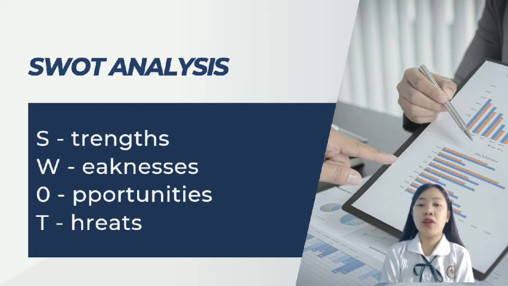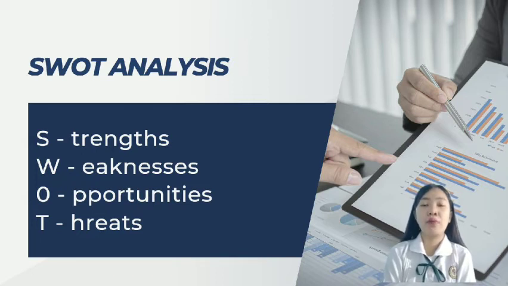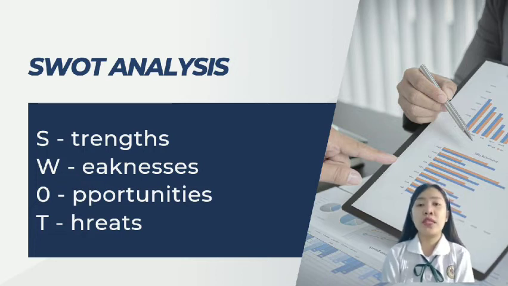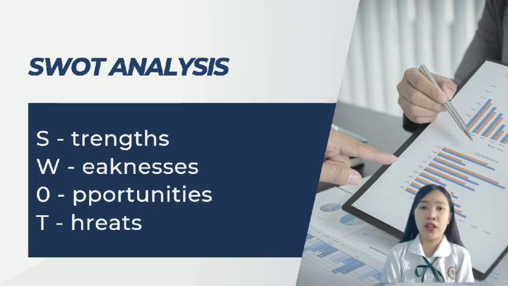Weaknesses are the areas where the business needs to improve to remain competitive, such as a high level of debt, lack of capital, and weak brand. Opportunities are the favorable external factors that could give an organization a competitive advantage. And for the letter T, the threats, these are the factors that have the potential to harm an organization.